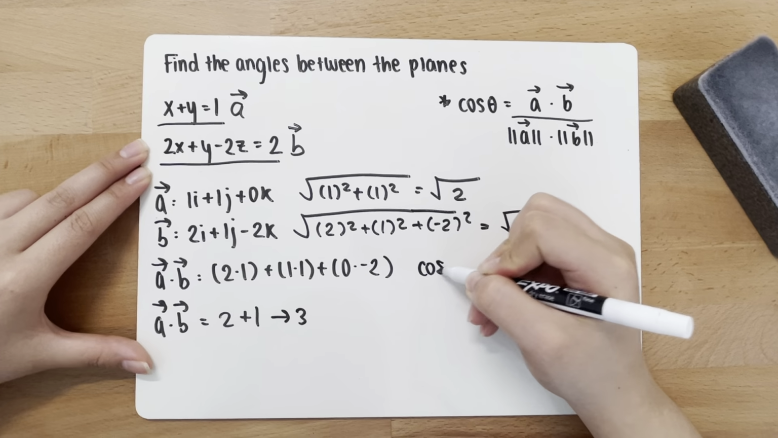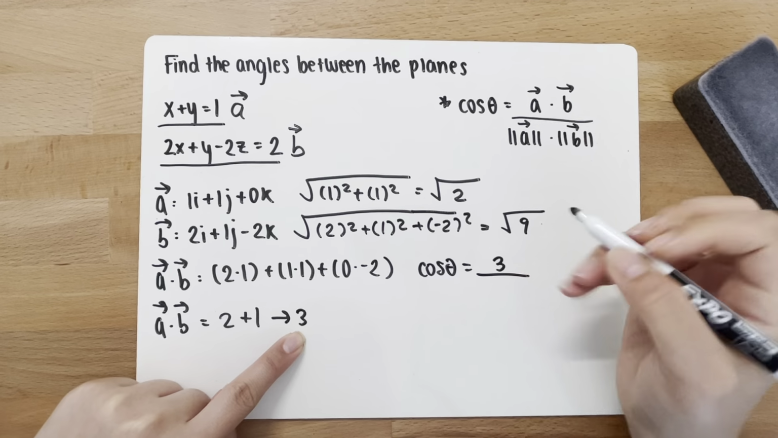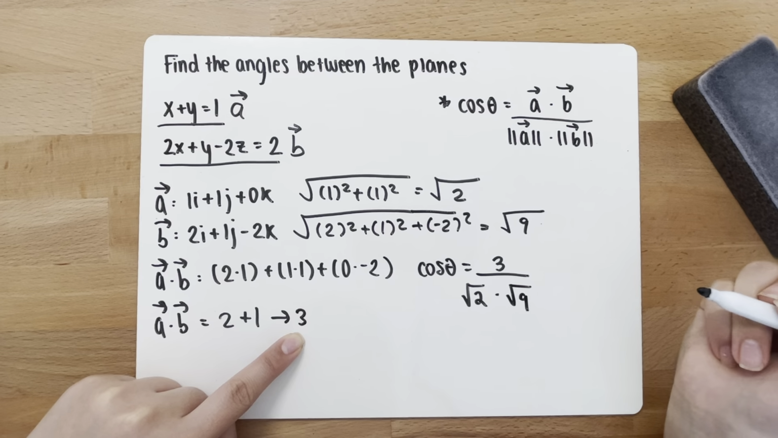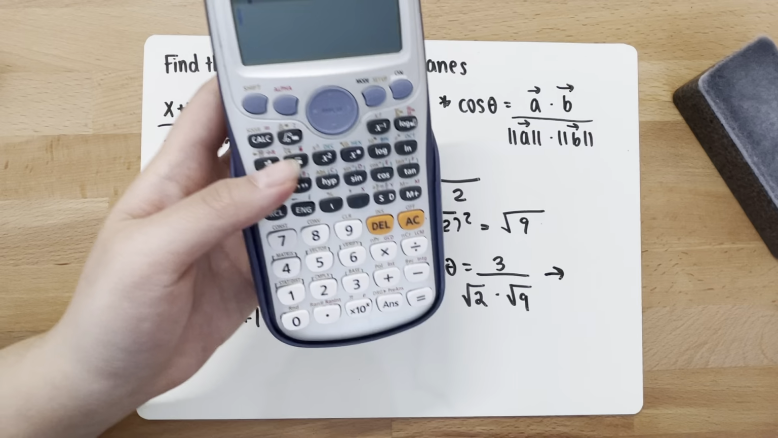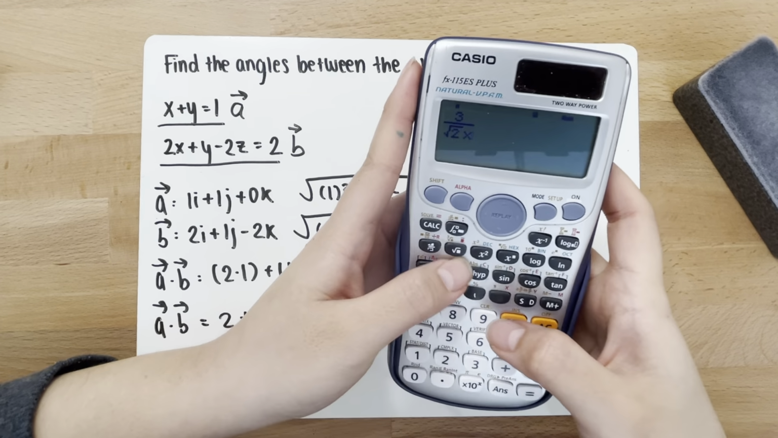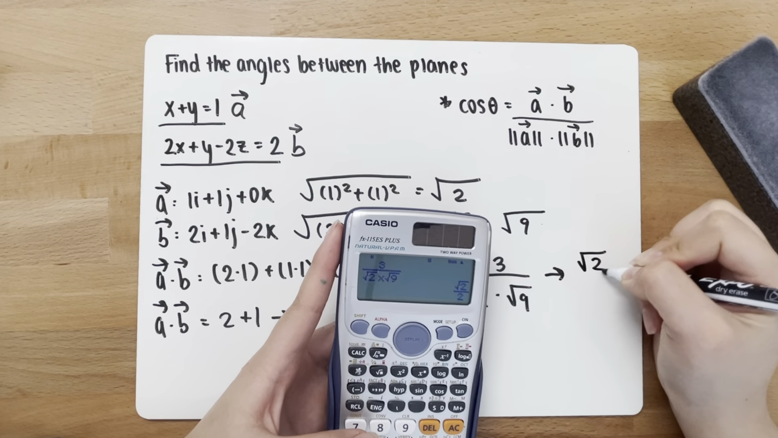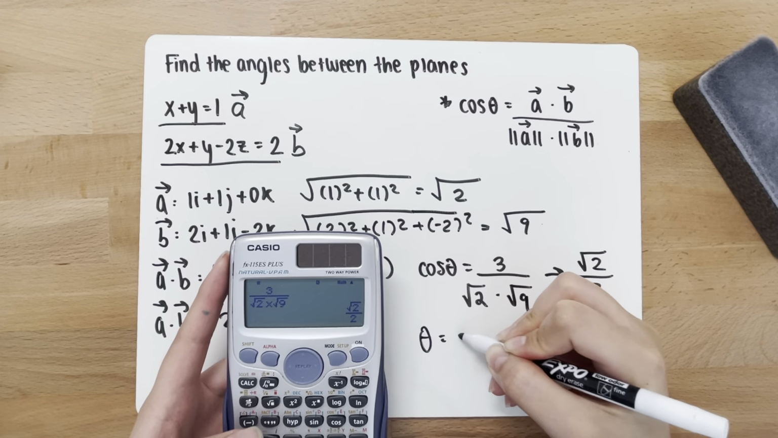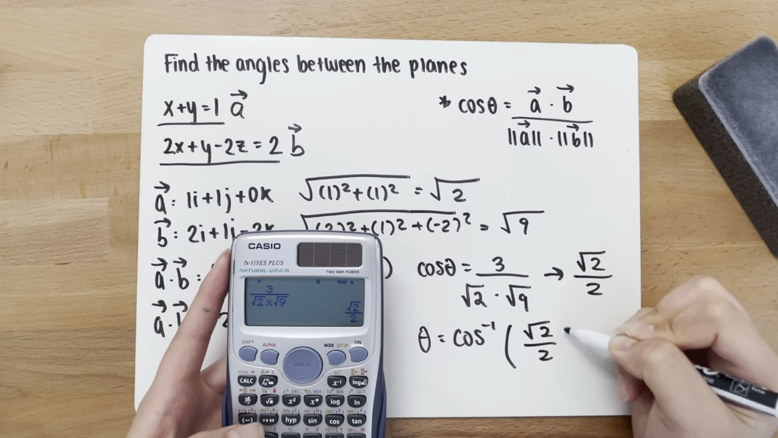So cosine theta would equal 3 over square root of 2 times square root of 9. If you plug this into the calculator, 3 over square root of 2 times square root of 9 is square root of 2 over 2. And to find the angle, you would be finding theta. So theta would be inverse cosine of square root of 2 over 2.